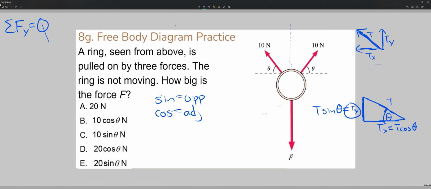So now we figured out our y. The tension along the y-axis exerted by each of these ropes is T sine theta. So the tension exerted by this rope in the y direction is T sine theta. And same thing on this side, so the tension along the second rope is also T sine theta.